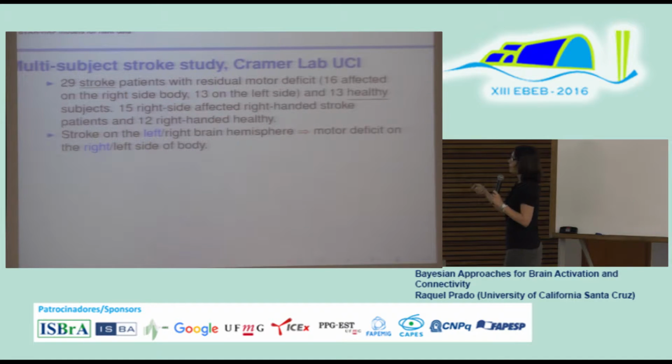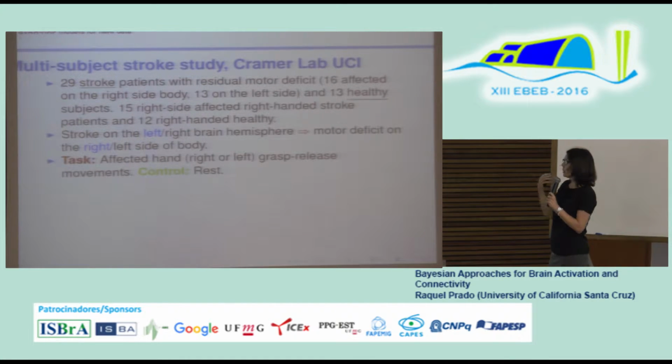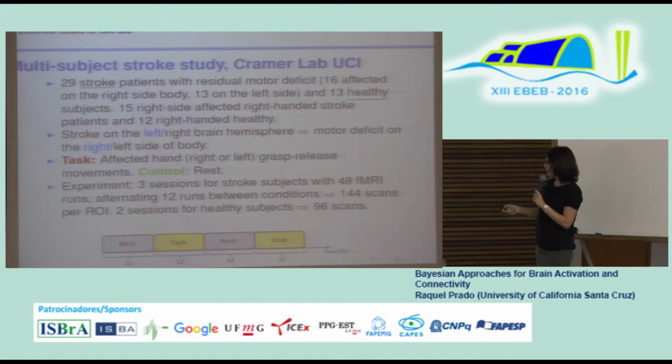As I said before, if you have a stroke on the left brain hemisphere, that's going to affect the motor deficit on the right side of the body. And what the subjects were asked to do was to perform a task consisting of just having the hand of the affected side of the body do the grasp and release movements. And in the control, you do the rest. So the experiment looked like this.